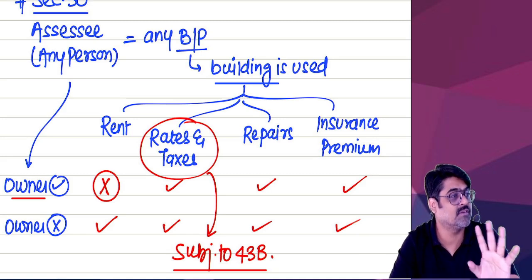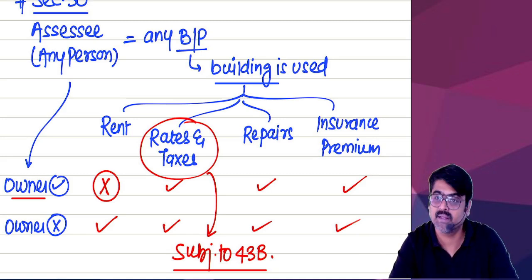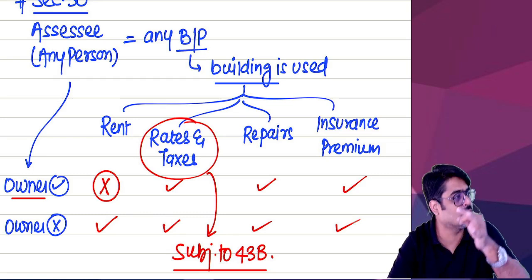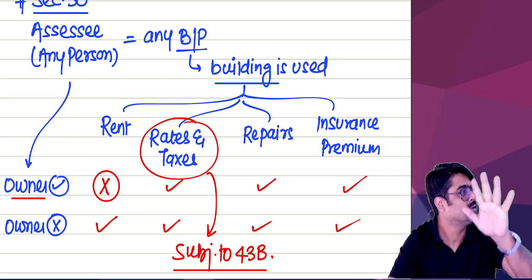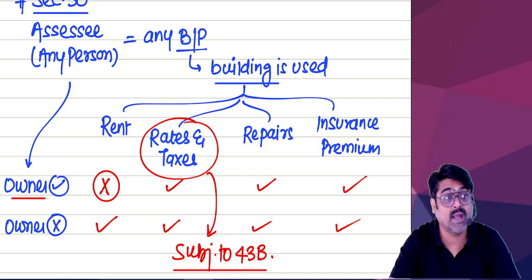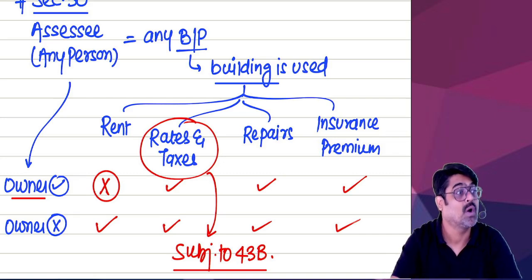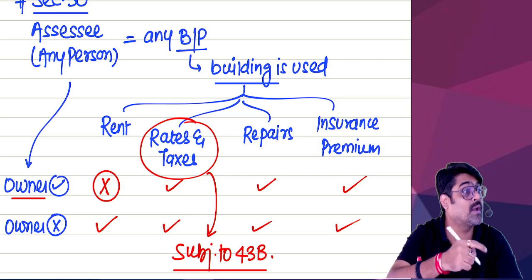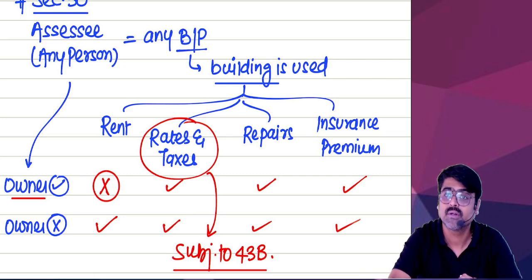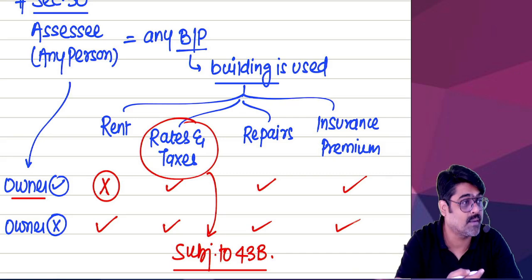Pay these expenses in this year. Take the deduction in this year. Or pay these expenses on or before the due date of filing ROI of this year. Then also these expenses will be allowed in this year. But if you fail to pay these expenses in this year or on or before the due date of filing ROI of this year, ROI means return of income.